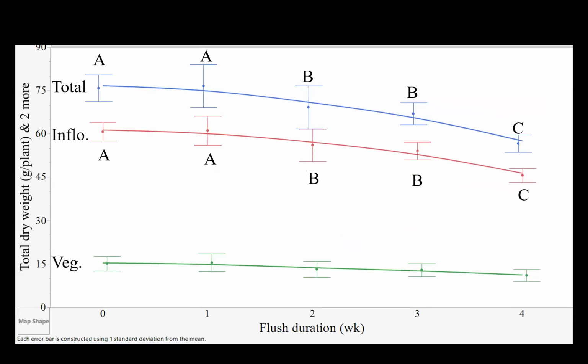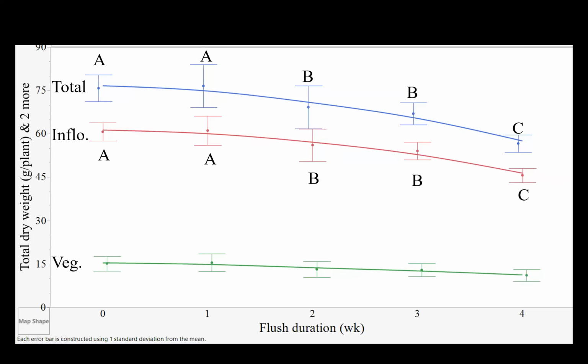So if we look at the effect again of flushing duration on the total mass of the plant, again, 1 week of flush, and these letters A show that there's no statistical difference in the total mass or the mass of the inflorescence. And of course, vegetative would not have been impacted by even 4 weeks of flushing. You do start to see a significant decrease in inflorescence mass with 2, 3, and 4 weeks of flushing. And then that starts to become fairly significant increases or decreases here. But again, that's not what we're recommending.